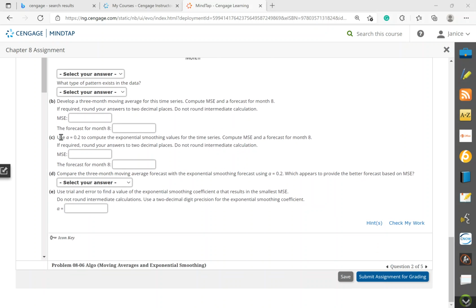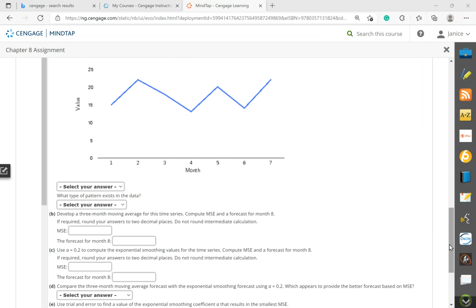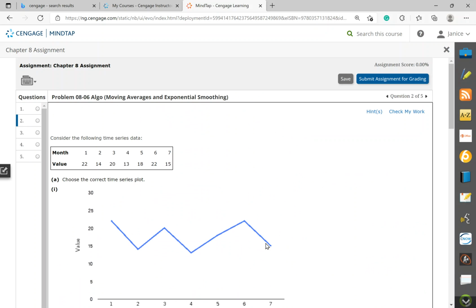Then it's given us an exponential smoothing of 0.2, and we're going to compute the MSE and forecast for month 8 of the exponential smoothing. Then we're going to compare these to determine which is going to be the best forecast. And then lastly, we'll use trial and error to determine what the smallest MSE is. Because remember, the smaller the MSE, the better.